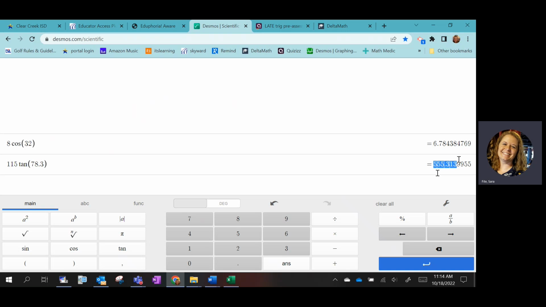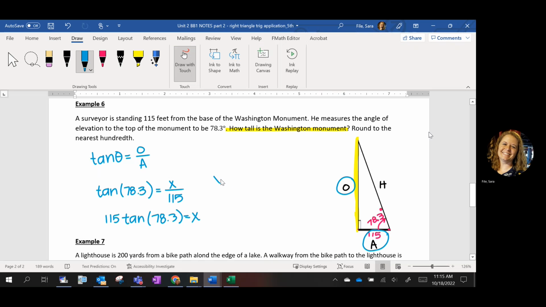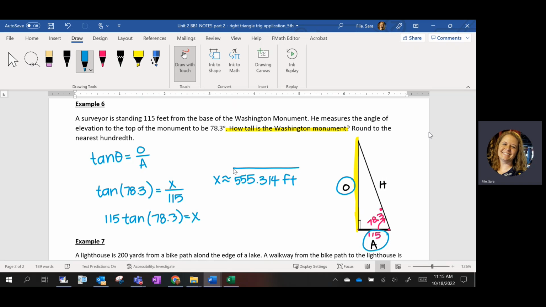314. Good, because I look at the next value, which is a 9, it rounds that 3 up. So 555.314. And what is that telling us? What is 555.314? In feet. So the Washington Monument is approximately 555.314 feet tall. Everybody feel okay about that one?